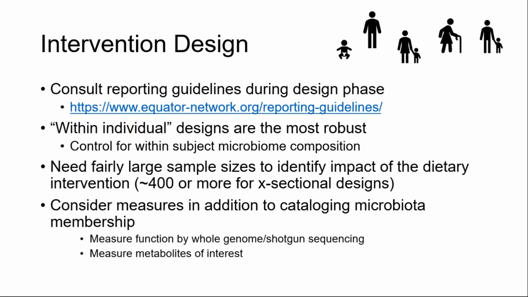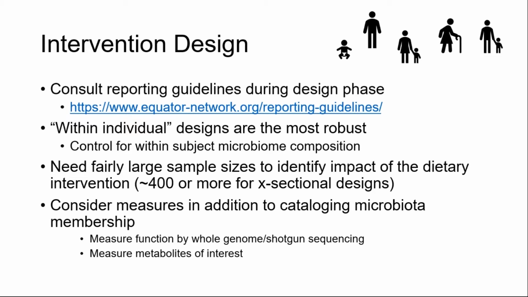Another important point, which hopefully was demonstrated by some of the examples I just showed you, is that a within individual design is the most robust for these diet microbiome experiments. And what that means is basically using the person as their own control rather than randomizing different individuals into two different treatment groups or into a treatment and control group. And we'll talk a little bit more about that later.